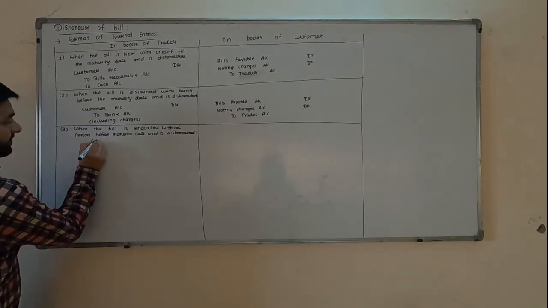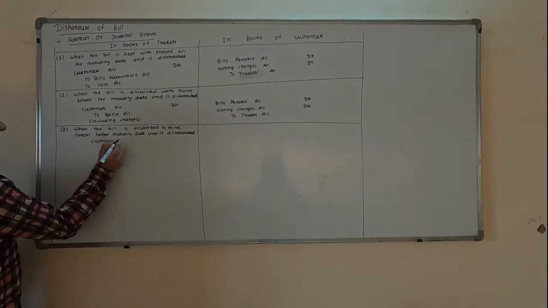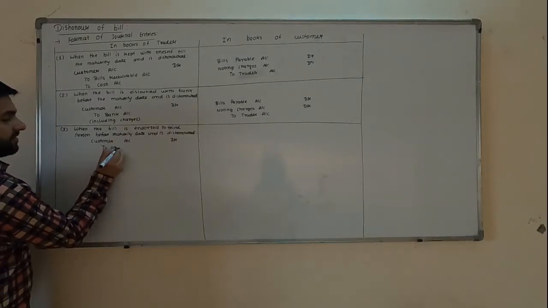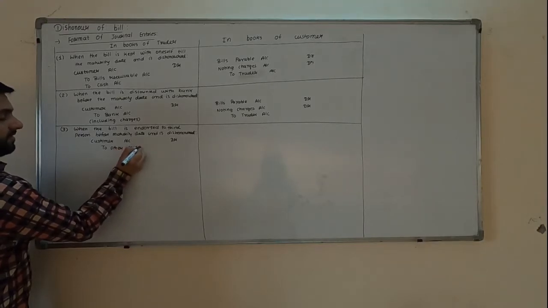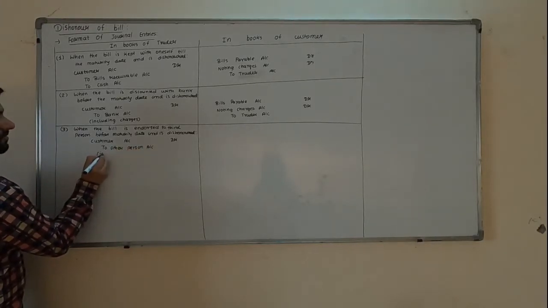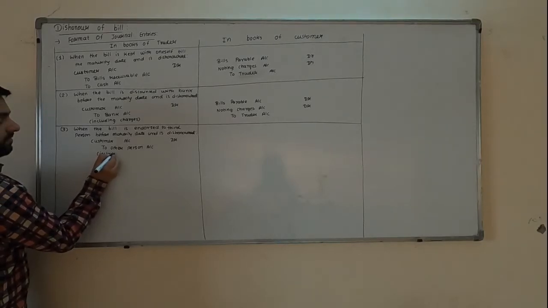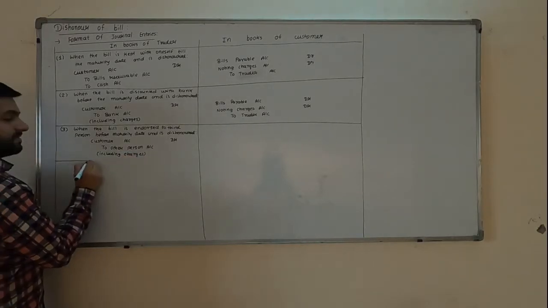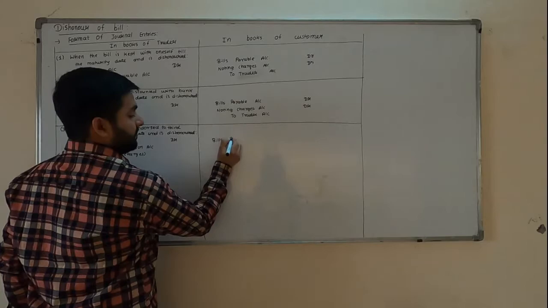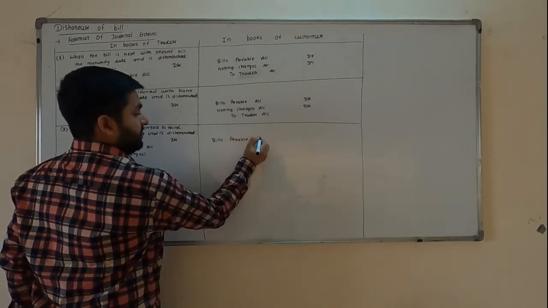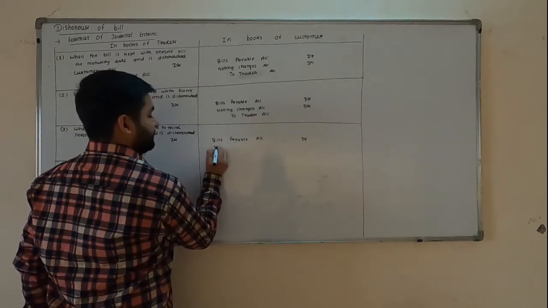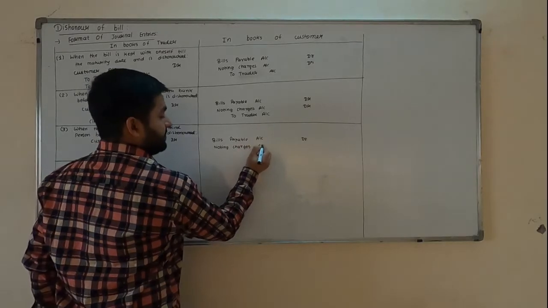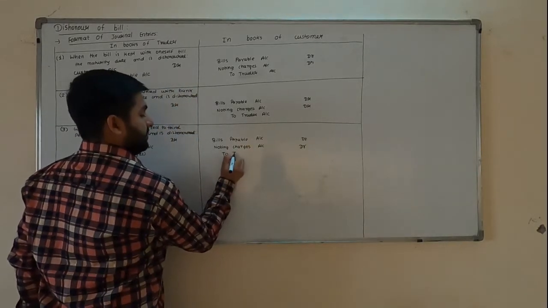The journal entry will be customer account debit to other person account, including charges. Now, why including charges the entry is made, I will explain. And here a fixed entry, bills payable account debit, noting charges account debit to trader account.